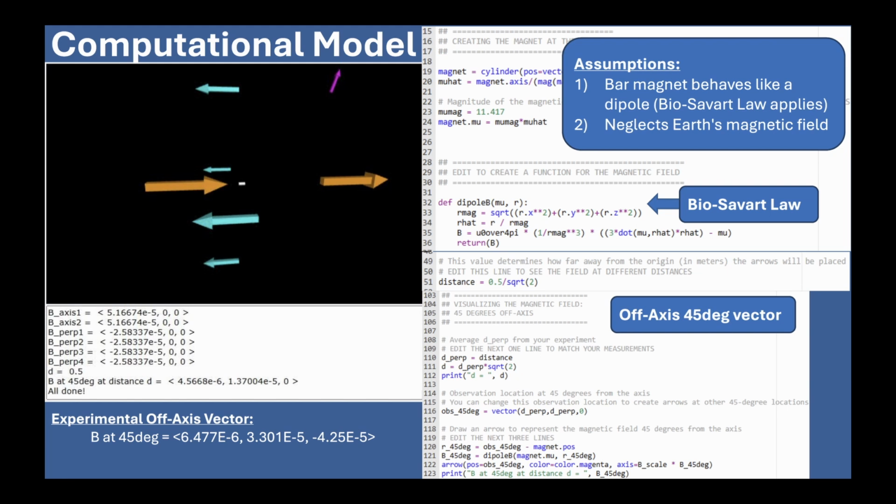Notice that the simulation's 45-degree off-axis vector differs from the experimentally measured vector, primarily due to the non-zero z-axis value in the experiment, likely as a side effect of the compensation for the Earth's magnetic field.